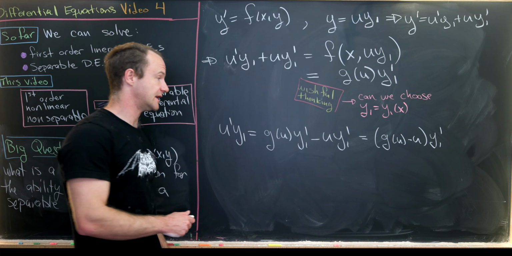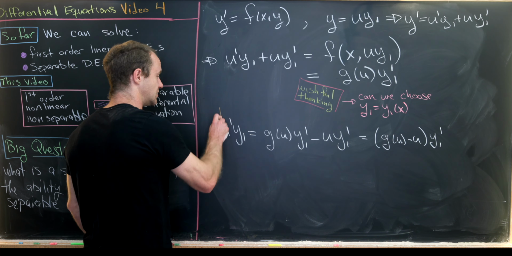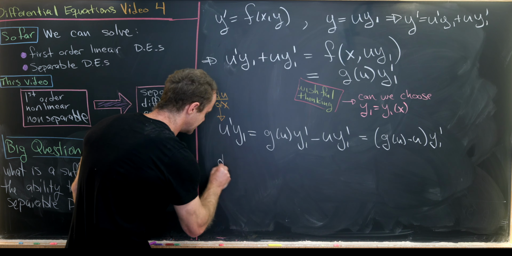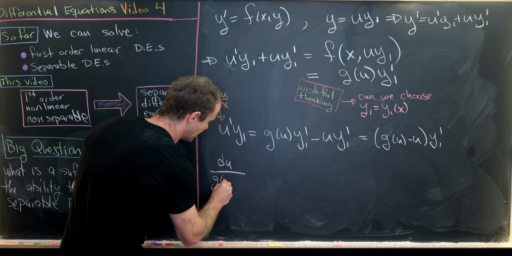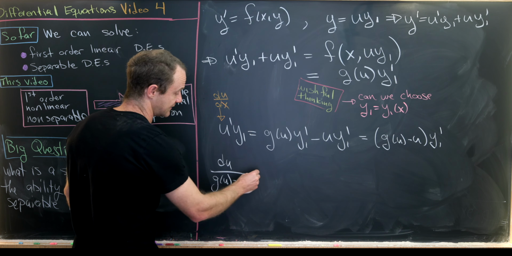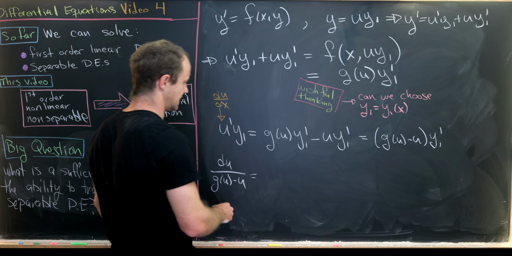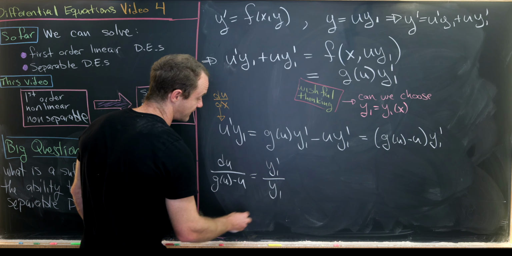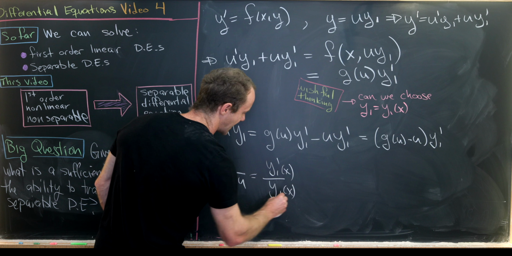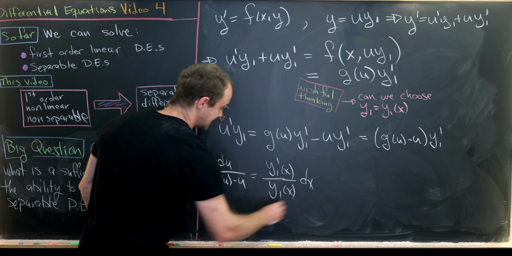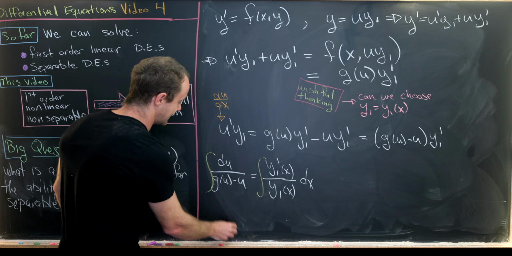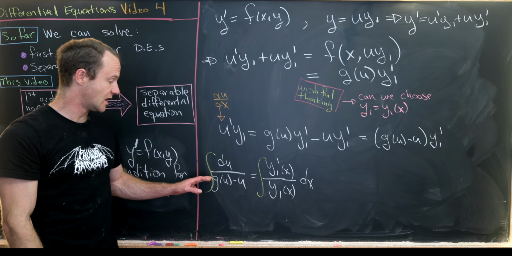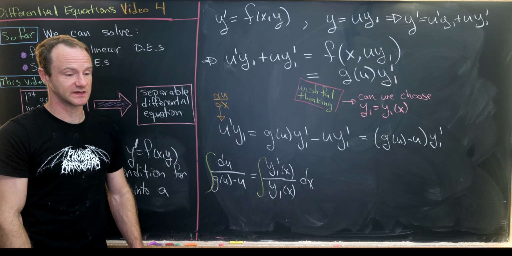But needless to say, what we can do is take this u prime and write it as du by dx. And then we have du over g of u minus u on the left-hand side of the equation. And then on the right-hand side of the equation, we have y1 prime over y1. And those are both functions of x. So let's put y1 prime of x, y1 of x, and then a dx. But now we can just take the antiderivative of both sides, and we've got some implicit description of our function of u in terms of x.